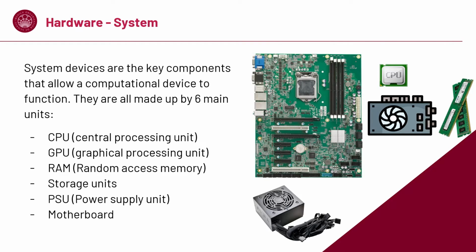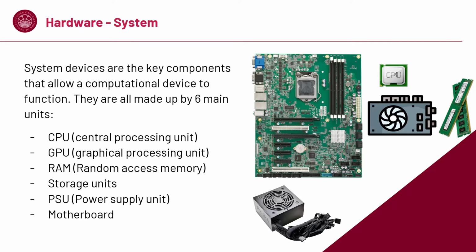System devices are the key components that allow a computational device to function. They are all made up of 6 main units: a CPU, central processing unit, a GPU, graphical processing unit, RAM, random access memory, storage units, PSU or power supply units, and motherboards.